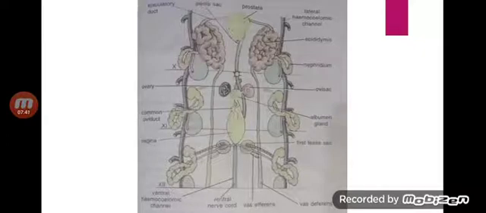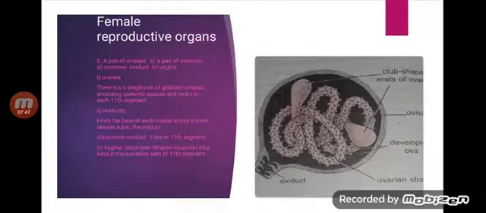Oviducts, the next part, are the oviducts. From the base of each ovisac arises a short slender tube, the oviduct. The right oviduct passes beneath the ventral nerve cord. Common oviduct.